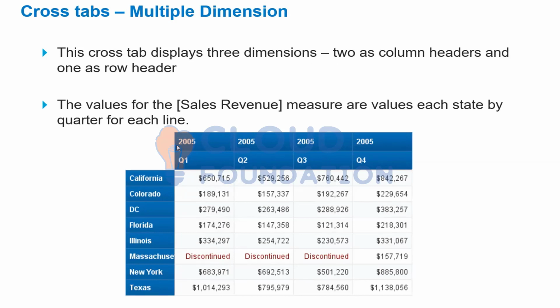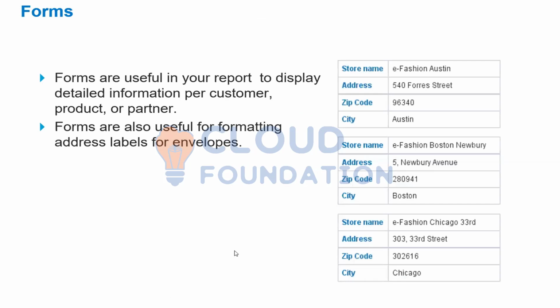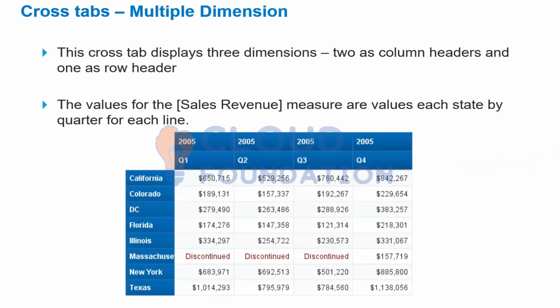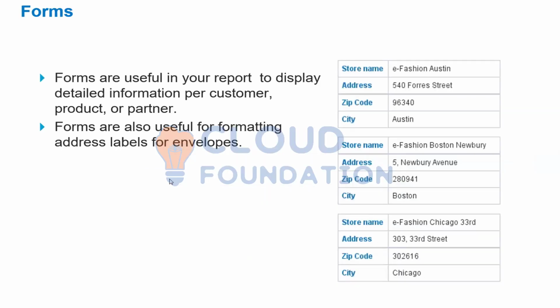So these are the columns. So year and quarter as column headers and 1 as row header, that is state. The values for the sales revenue measure are values for each state by quarter for each year. So it is like a cross tab. So we have vertical tables, horizontal tables, cross tabs, which are single dimension and multiple dimension.